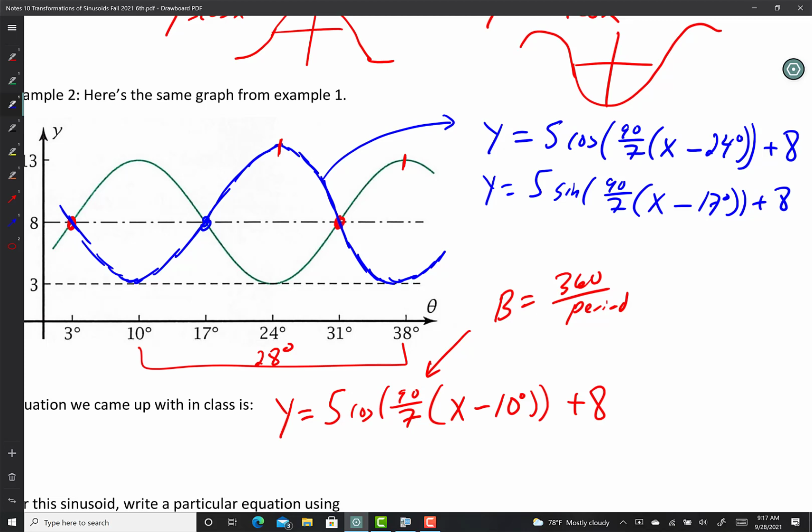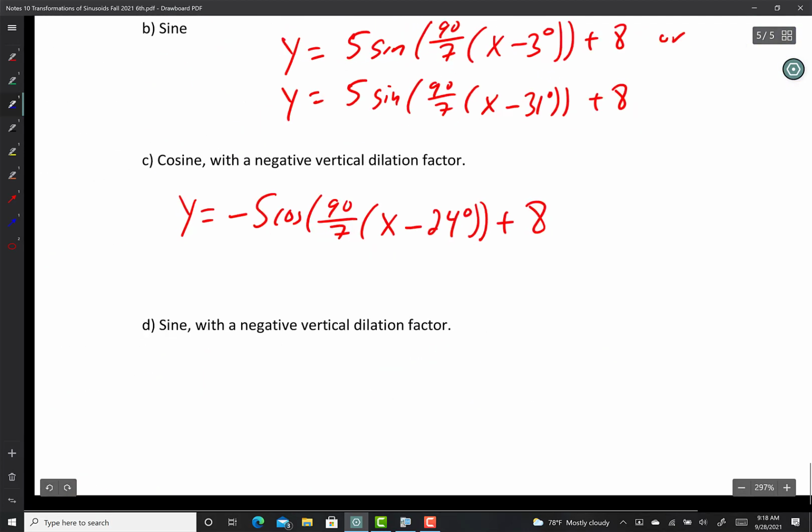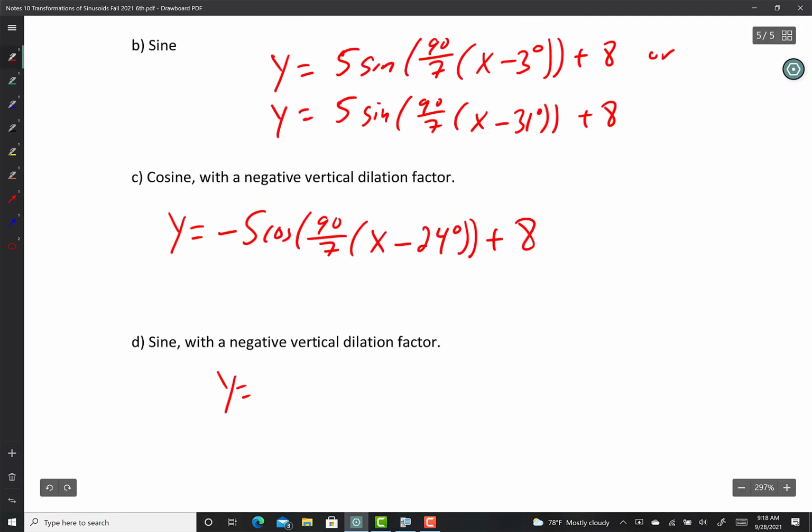Is that the only point? No, well, that's the only point that I can see here. But there's another one right there if you go another 7 from 38. Cool or not cool? All right, now that's not the curve that I want. I don't want the blue one. I want the green one. So what do I got to do to that blue curve? Put a... Perfect. So I come back over here, and I'm going to write y equals negative 5 sine 90 over 7 x minus, and I already forgot, what was it? 17. Close, close, plus 8.